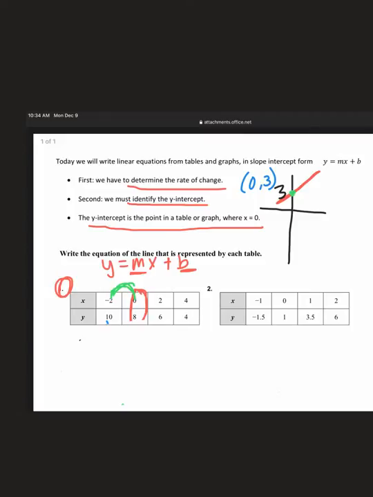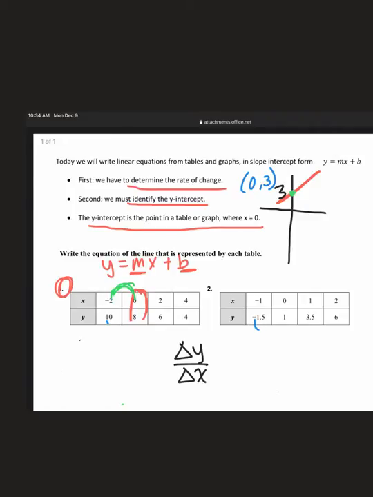The first thing that we had to do here is determine the rate of change. Again, the rate of change is the change in y over the change in x. If you can't tell me that at this point, when we've done rate of change for almost 3 or 4 weeks, chances are you're not applying yourself and not listening in class. Because we've been doing change in y over change in x for a very long time.